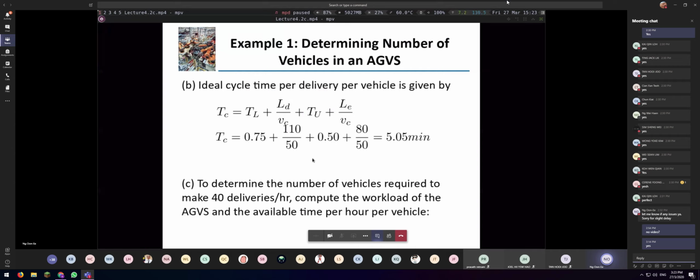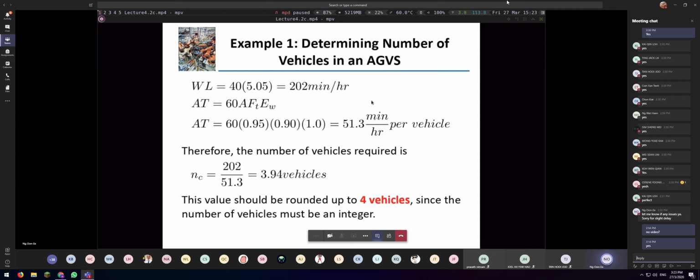Now, once we have this, we already know that, okay, we are going to spend 5.05 minutes per delivery. So if we want to make 40 deliveries per hour, what is the workload? So our workload is just 40 times 5.05, which is 222 minutes per hour. And our average time, so this is the formula that we talked about earlier. Efficiency is 1.0, traffic factor and all was given. And each vehicle basically can give us 51.3 minutes per hour. Okay, every hour the vehicles are available for deliveries at 51.3 minutes.